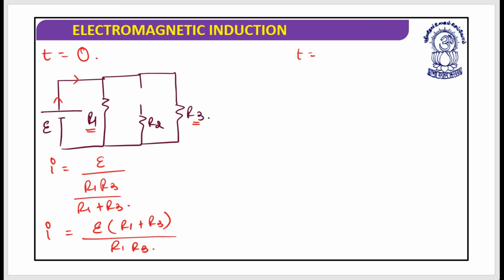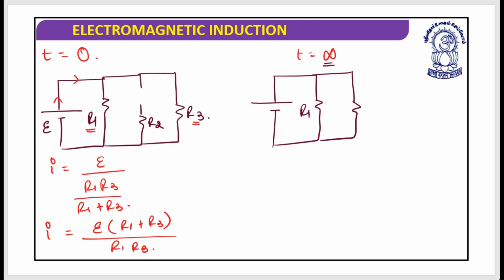Now let's look at t equals infinite. When you look at t equals infinite, the situation will be that this is the R1. At infinite, inductor will behave as a closed switch. That means inductor would be short circuited, and this will go through R2, and capacitor will behave as an open switch. So this is R3. I hope this is clear. This is E.